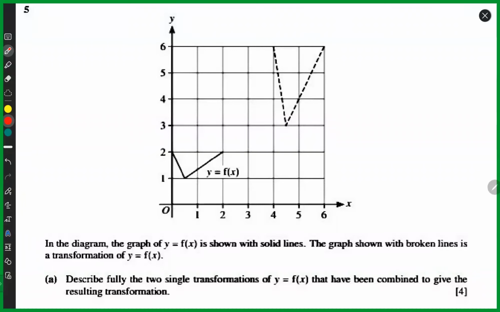In the diagram, the graph of y equals f of x is shown with solid lines. The graph shown with broken lines is a transformation of y equals f of x. So this solid line graph has been transformed to this dotted line graph. Describe fully the two single transformations of y equals f of x that have been combined to give the resulting transformation. We did something with y equals f of x, and then we got that dotted line. So let's try thinking about all the three transformations that we know.